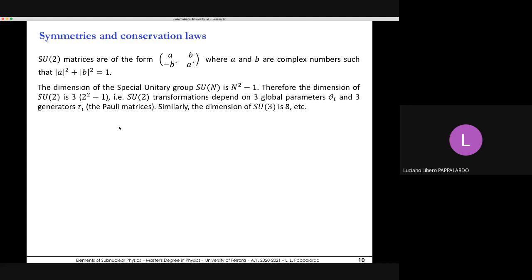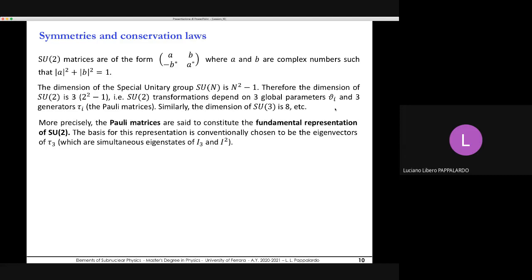And so, in fact, an SU2 transformation depends on 3 global parameters, the theta_i, and the 3 generators, which are the 3 Pauli matrices. Similarly, one can consider SU3. In this case, we have 3 squared minus 1, so you have 8 parameters and 8 generators, and this will be the case for QCD, for instance, or for the flavor symmetry, as we will study next, etc. And you can generalize this for any dimension.